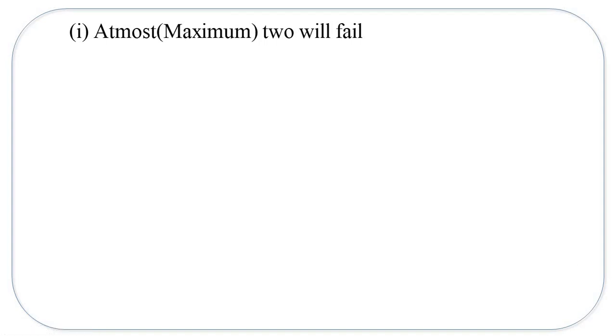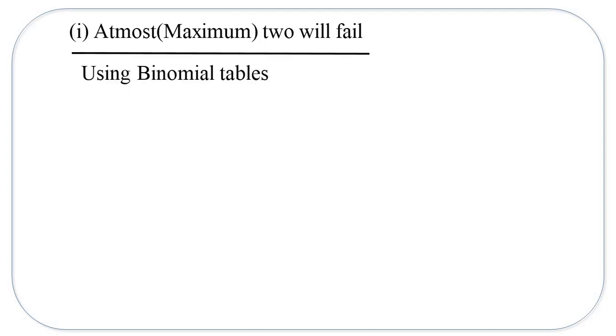Find the probability that at most 2 will fail, that is maximum 2 will fail. Among 16 columns, maximum 2 will fail. Now we are using binomial tables. I will discuss different methods for solving the answer. Here I am using statistical tables. Maximum means x less than or equal to 2. You know that the value of x starts from 0.